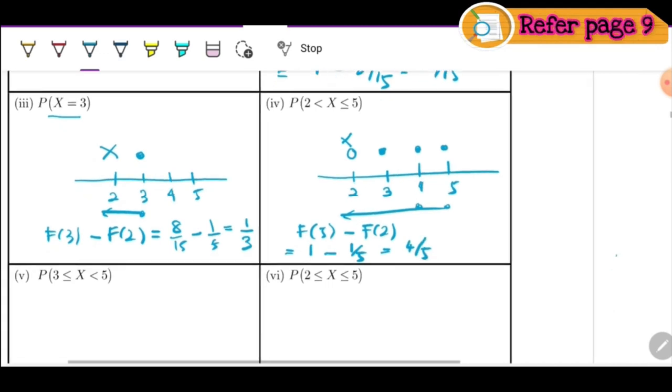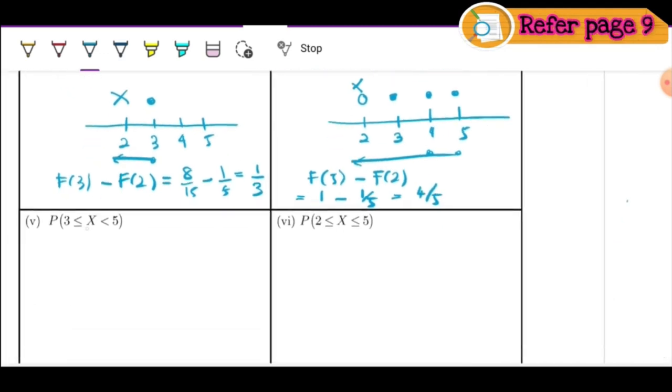Question number 5. Find the probability when x is between 3 and 5, including 3 but not including 5. So draw a number line, 2, 3, 4, 5.